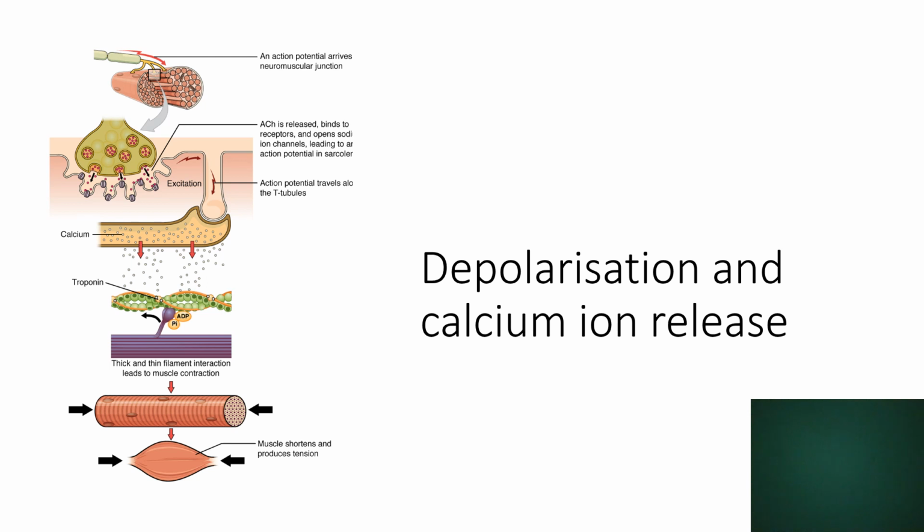In this slide, I'll be talking about depolarization and calcium ion release. An action potential from a motor neuron triggers the release of acetylcholine into the motor end plate. Acetylcholine initiates depolarization within the sarcolemma, which is spread through the muscle fiber via T-tubules.